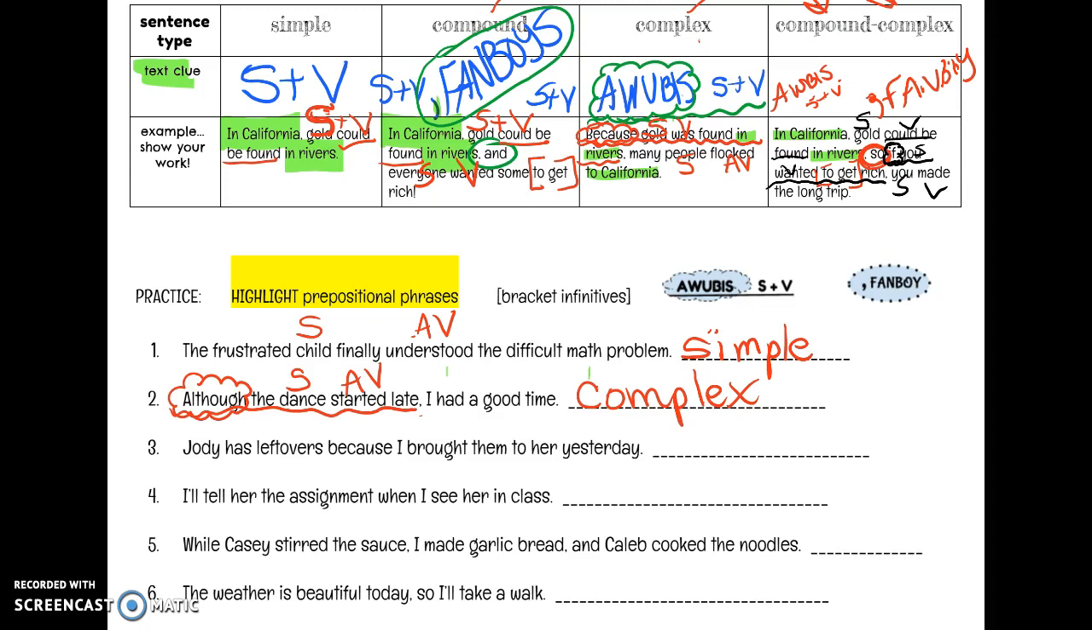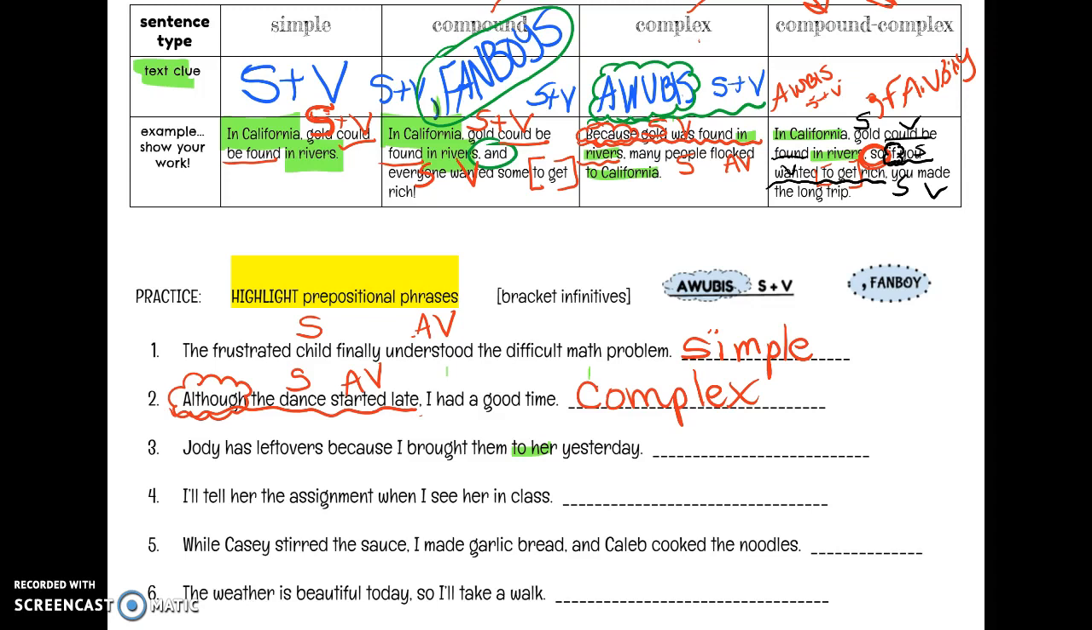Jody has leftovers because I brought them to her yesterday. First, I'm going to look for any prepositional phrases, and I do see one. "To her" is a prep phrase. I'm going to look to see, do I see a comma FANBOYS? And I do not. There's no comma in here at all, so I can rule out a compound sentence.